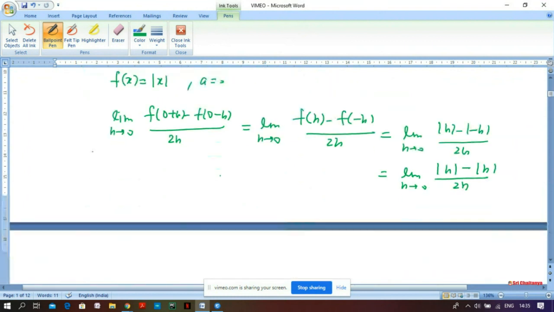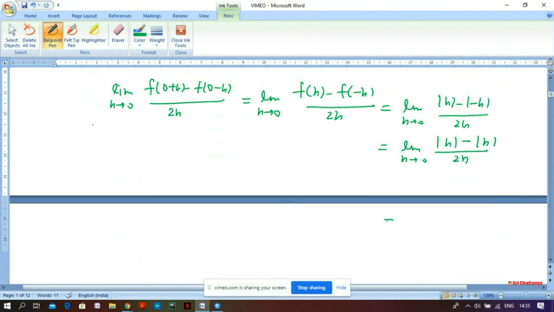And once we come here, we find that this limit is the limit as h tends to 0 of 0 upon twice of h. This is of course 0. If you are wondering that h tends to 0, remember h is never 0. h is as close to 0 as possible but never equal to 0, just as x is never equal to a, x can be as close to a as possible.